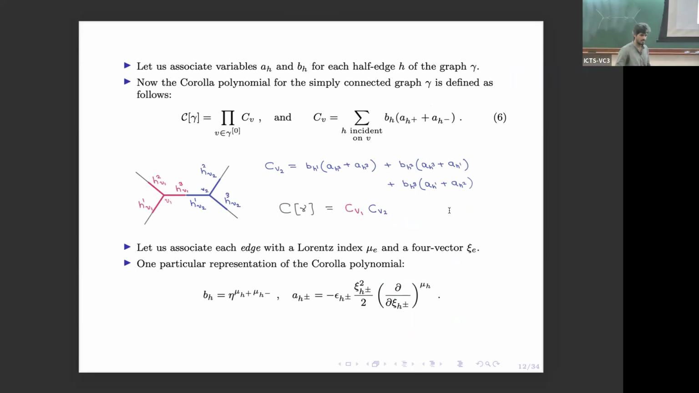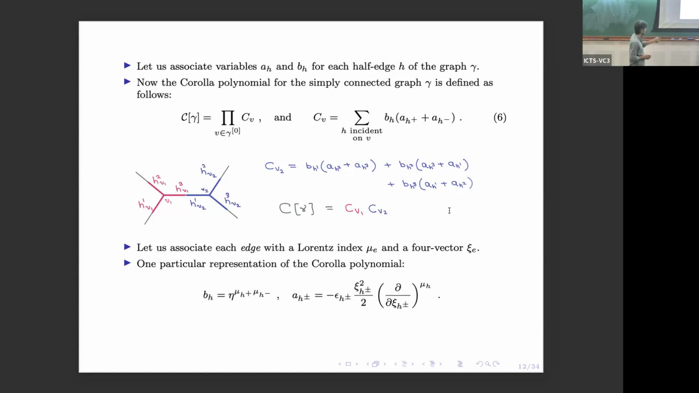Now what you do with it is that you take each of the half edges of the graph and you assign it some variables. What are these variables? Let's say I call them A_H and B_H, for each half edge of the graph. Just bear with me, we're almost there.